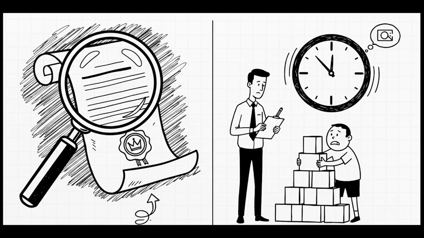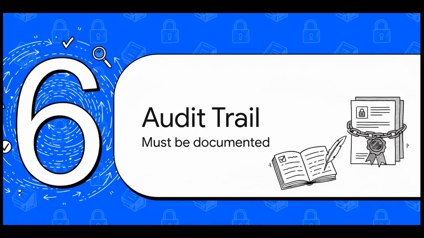But there is a massive psychological limitation to observation that you absolutely need to remember for your exams. It only proves the control worked at the exact time you were watching. Because, let's be honest, people tend to follow the rules perfectly when the auditor's standing right over their shoulder with a clipboard.